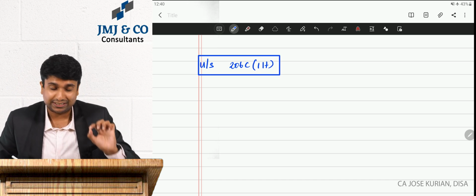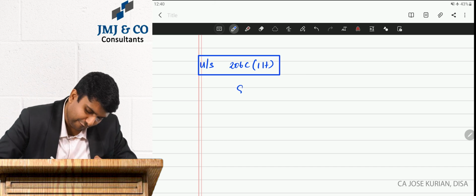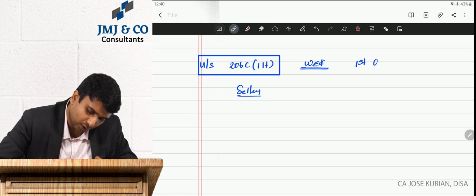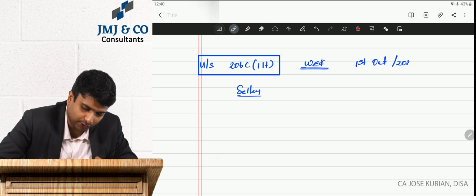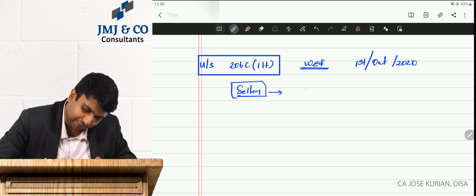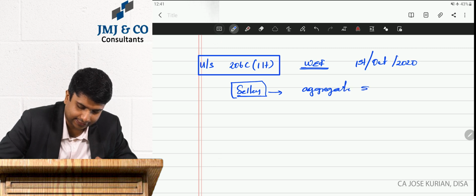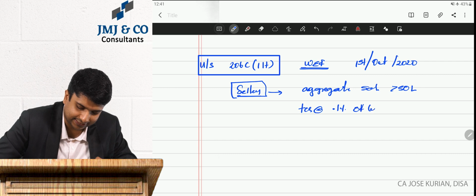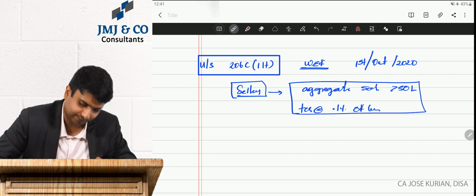So under 206C1H, if a seller, and this provision is with effect from 1st October 2020, if his aggregate sale is more than 50 lakhs, then he is supposed to collect TCS at 0.1% on that excess value. This is what the Act says.